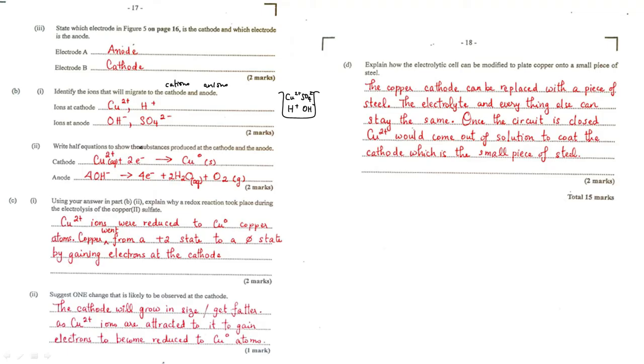First of all, we have to recognize that at these electrodes, preferential ions often get attracted to the electrodes first, right? And these preferential ions are the ones that are lowest in the reactivity series.